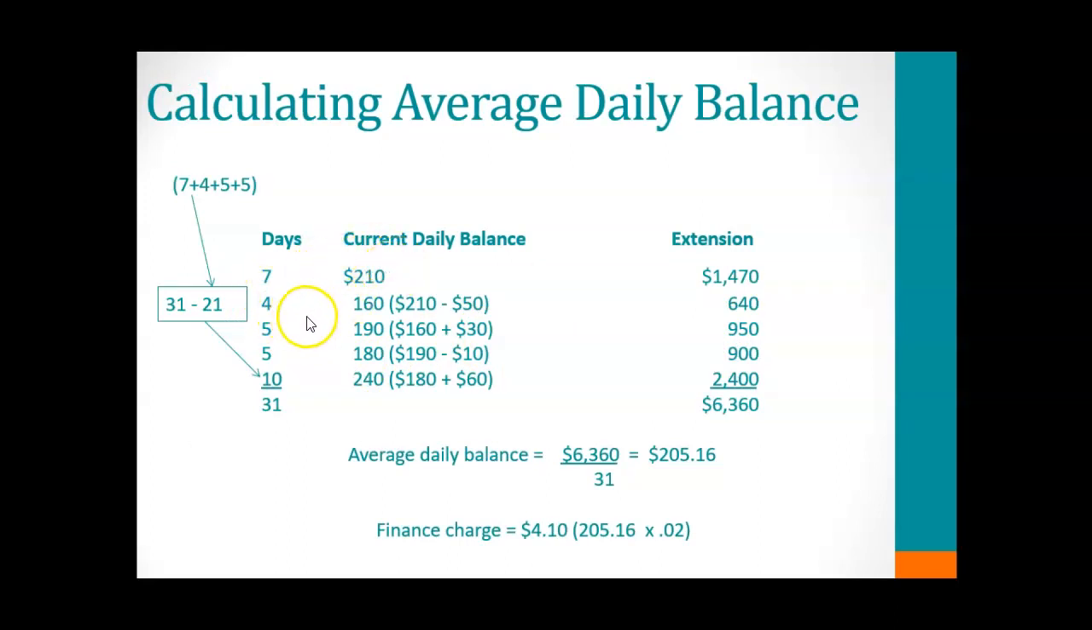Then you made a payment for $50. We brought the balance down to 160. But after that, you charged those staples for $30, brought it back up to 190. So for 4 days, the balance was $160. Still with me? Yes? All right. Then you made a payment of $10, which brought the balance down to 180. So the 190 was for 5 days.